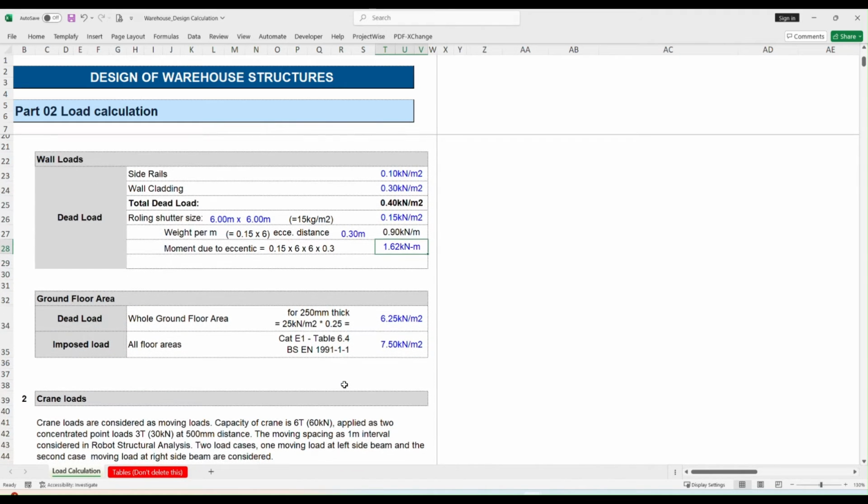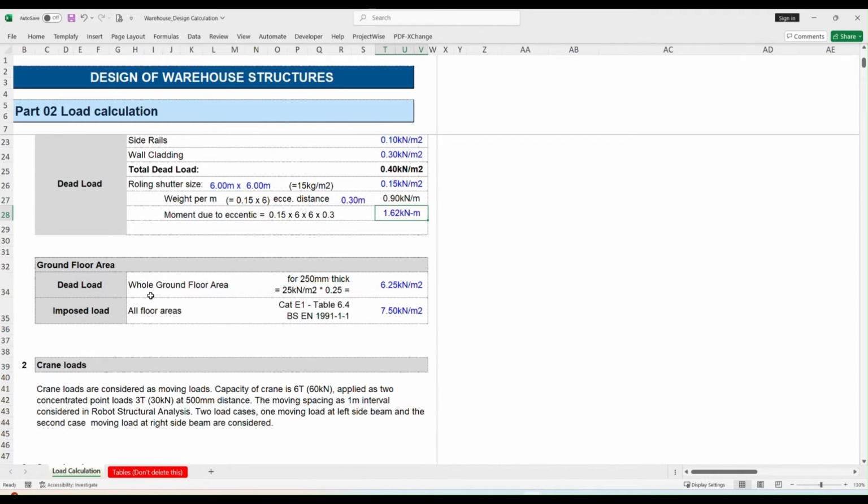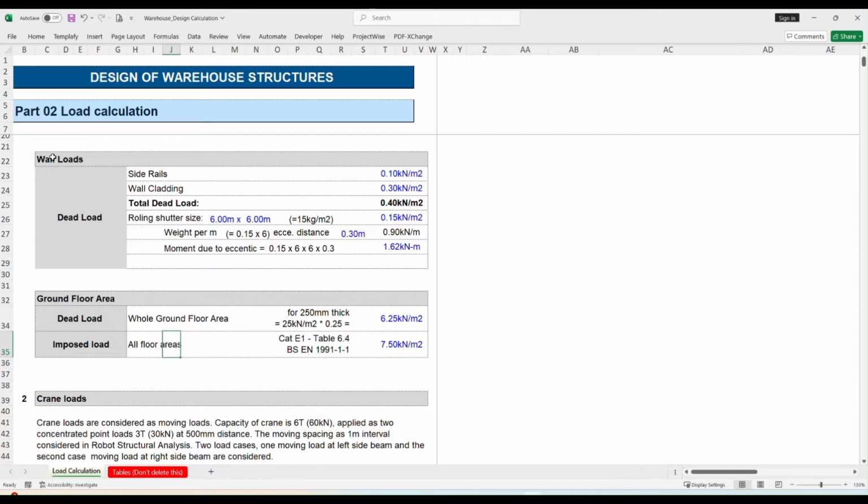And coming to the ground floor level, there are two types of loads we are going to consider. One is dead load and imposed load. However, in the wall loads there is no imposed load. For dead loads we are going to consider the floor weight. We are going to provide a floor of 250 mm thickness. We multiply that with the concrete density of 25 kilonewton per meter cubed. So we are getting 6.25.